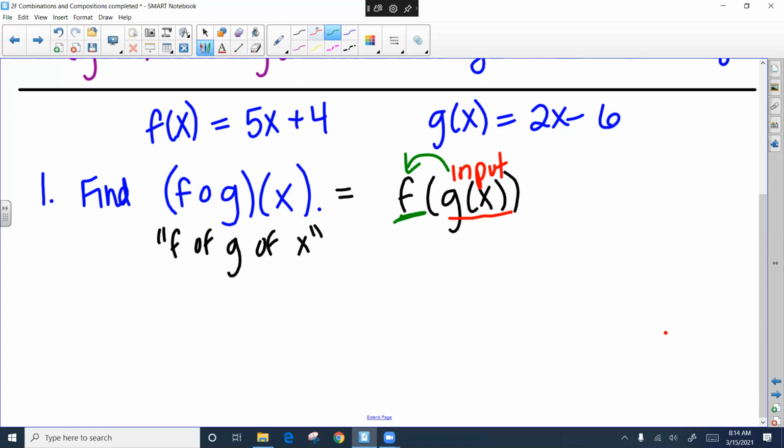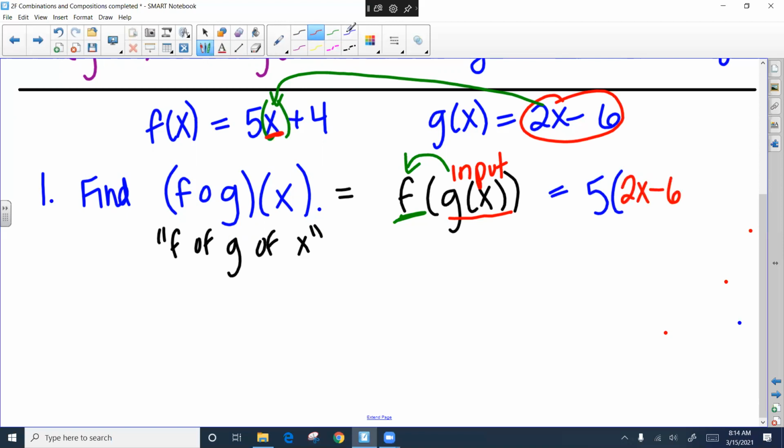So I'm taking g of x, this is g of x, 2x minus 6, and I'm plugging it into function f right here where the x is. So in this function, I have the 5 on the outside, and then in parentheses, instead of x, I'm filling in 2x minus 6, and then I have the plus 4 on the outside. Okay, so before we simplify, does everyone see where this is coming from? We took this and plugged it in for x. Okay, then we just simplify that.